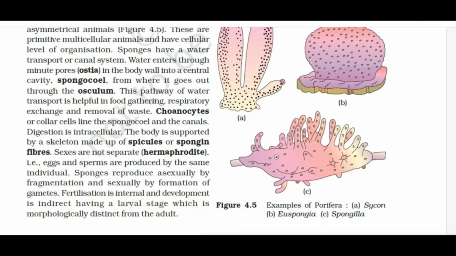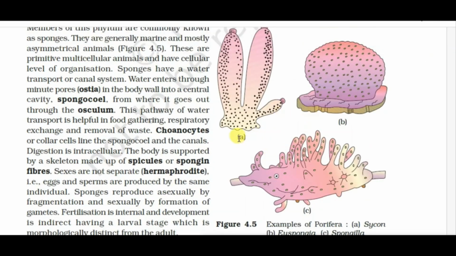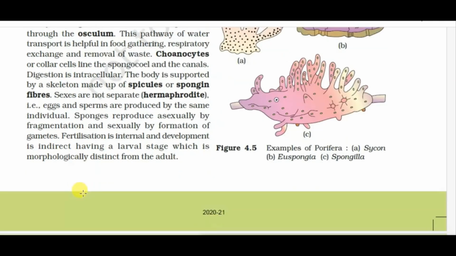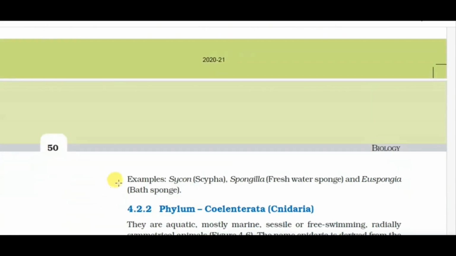Examples are Sycon, Euspongia, and the third one is Spongilla. Other names are: Sycon, Scypha; Spongilla, freshwater sponge; Euspongia, bath sponge.